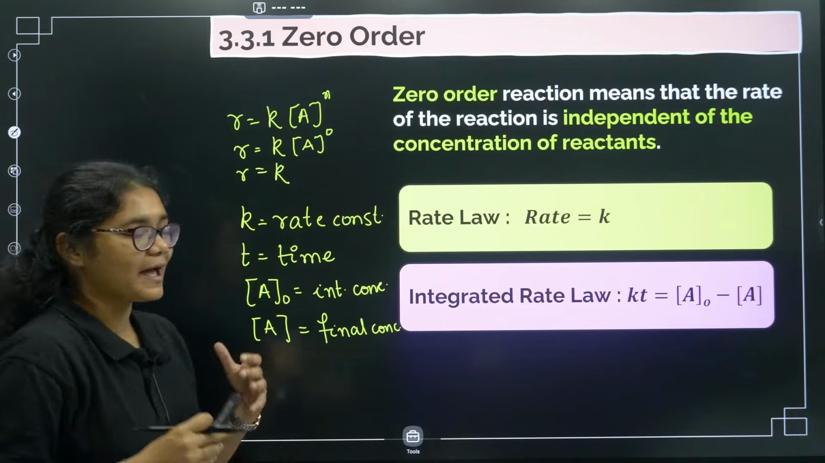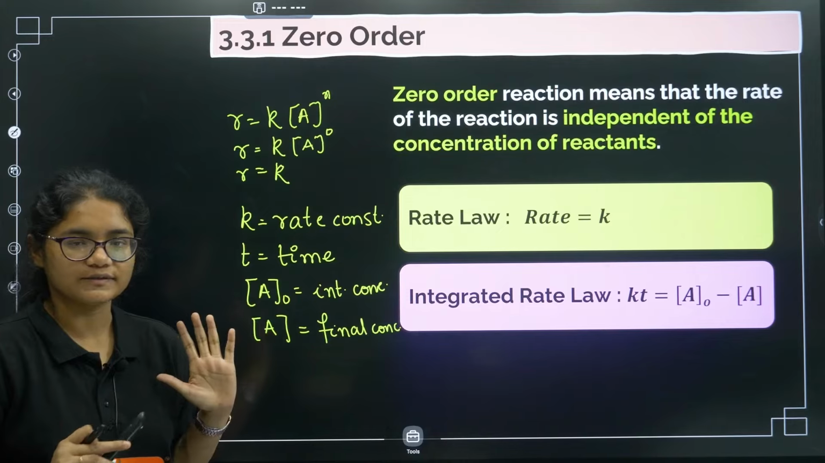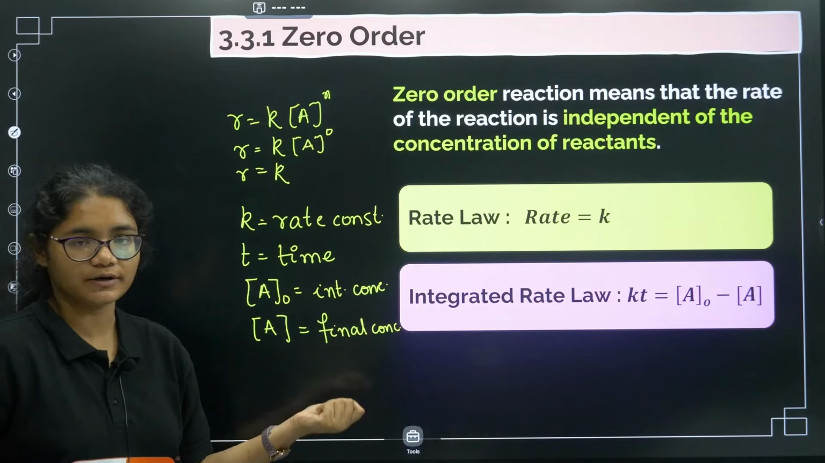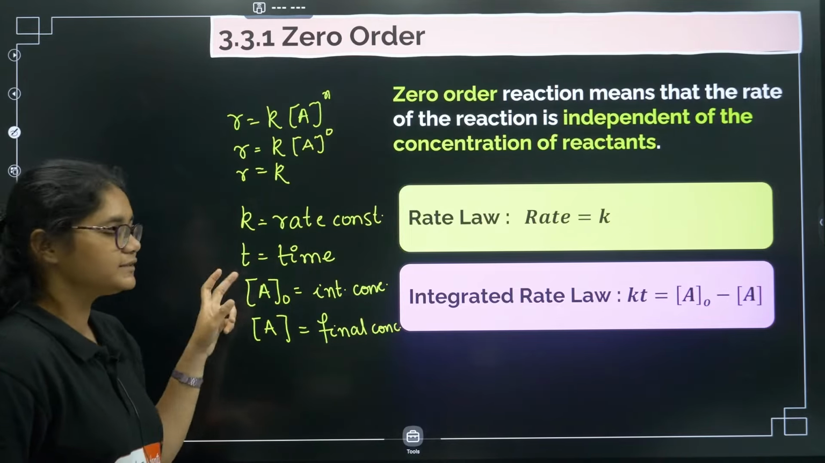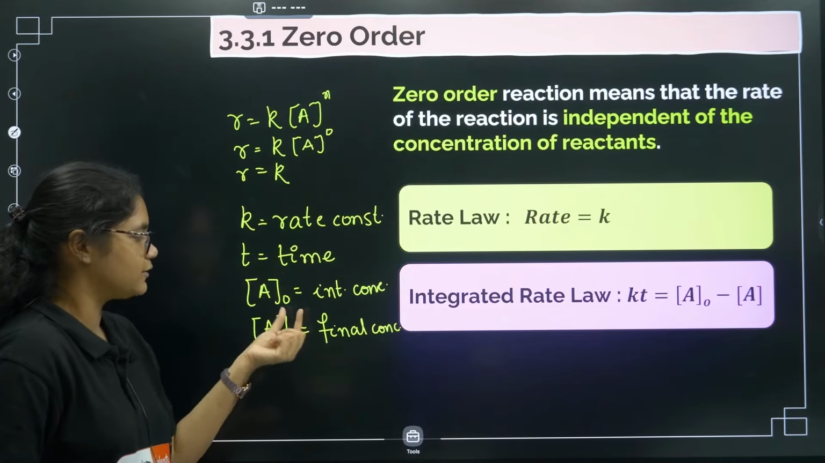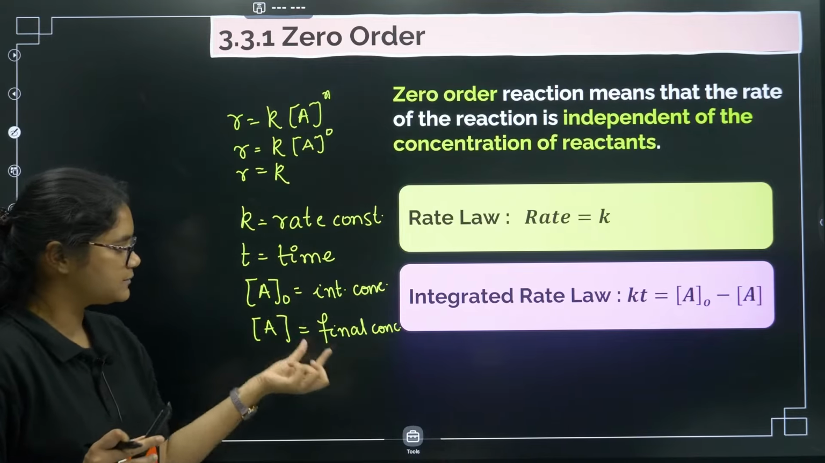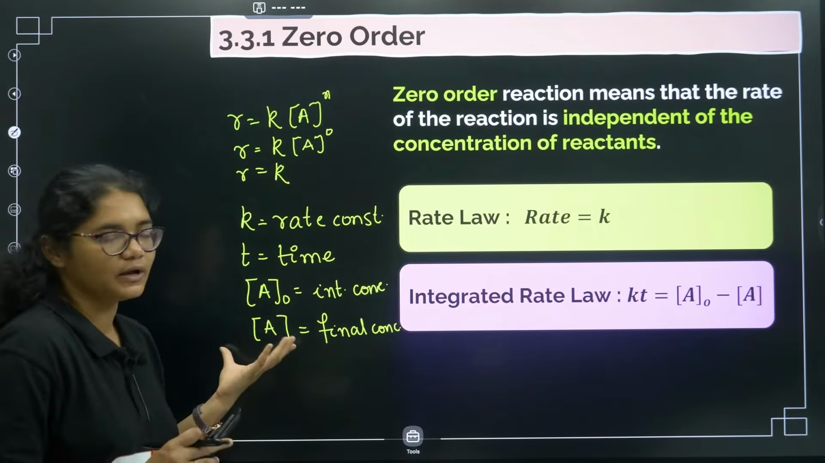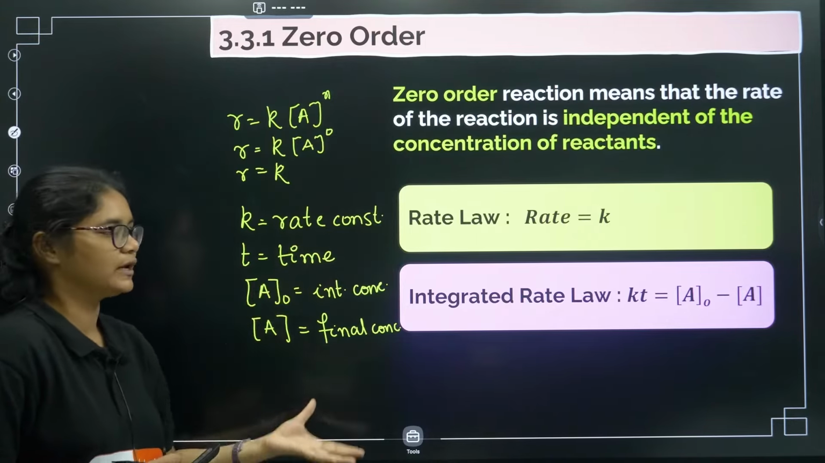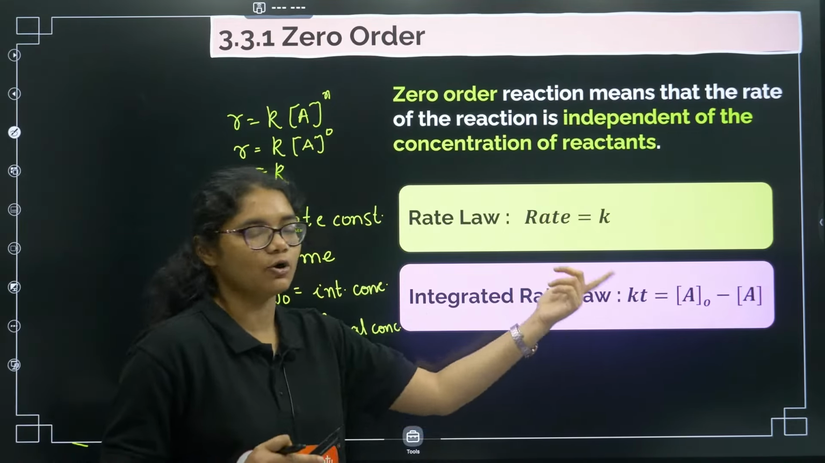Now what are the applications? Suppose you know that initially you started with this much and you know the final concentration. If I want to calculate in how much time this change has happened, and I know that this is a zero order reaction and I know the rate constant, then I can calculate this time. Or you know A naught and the time, and you want to calculate how much A is left after this much time, then also you can use this. And suppose you know all these three terms and you want to calculate the rate constant, then also you can use this equation. So it is used to calculate the final concentration, the time, or the rate constant.